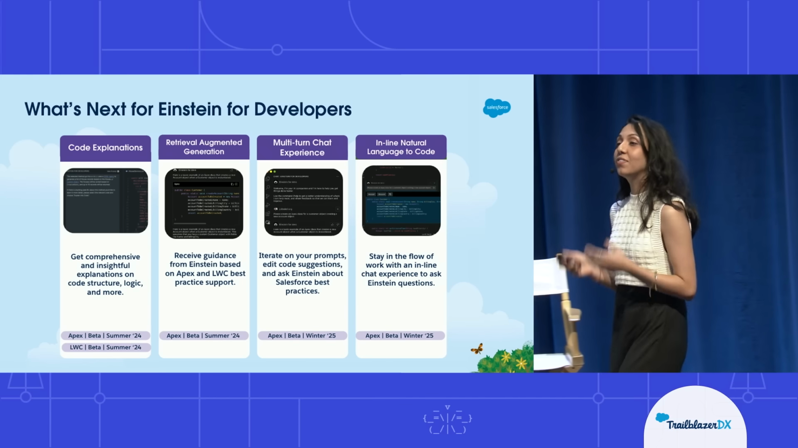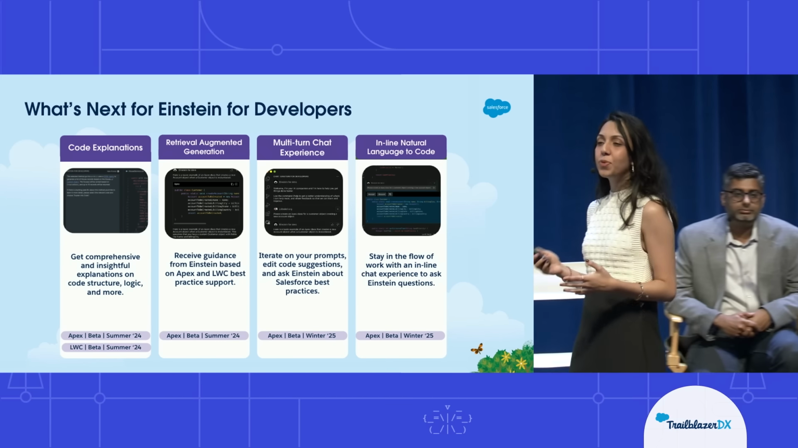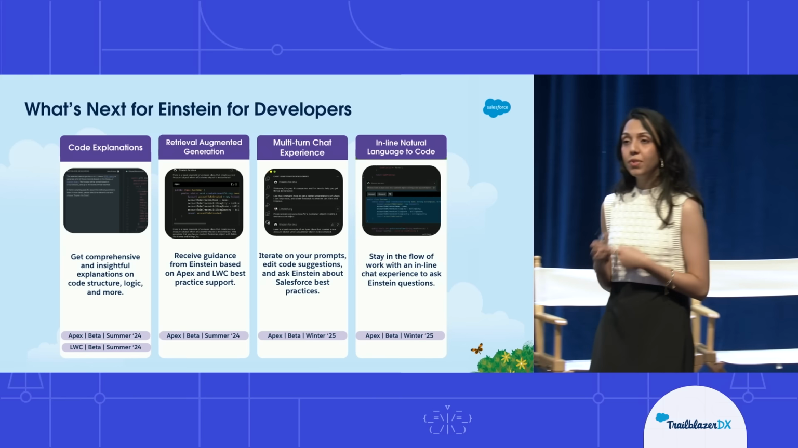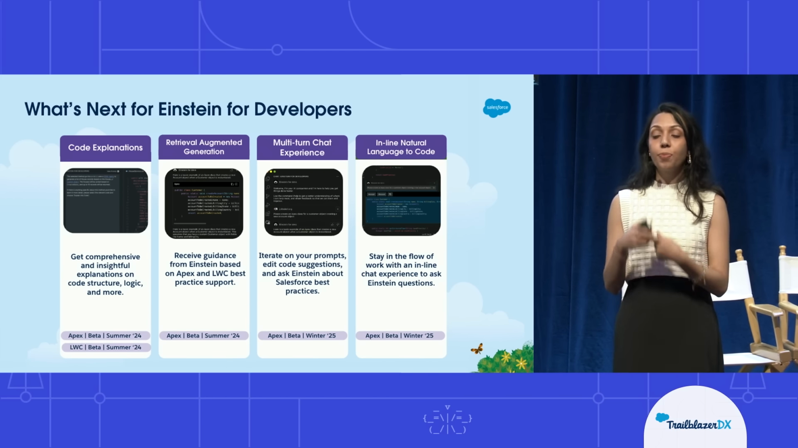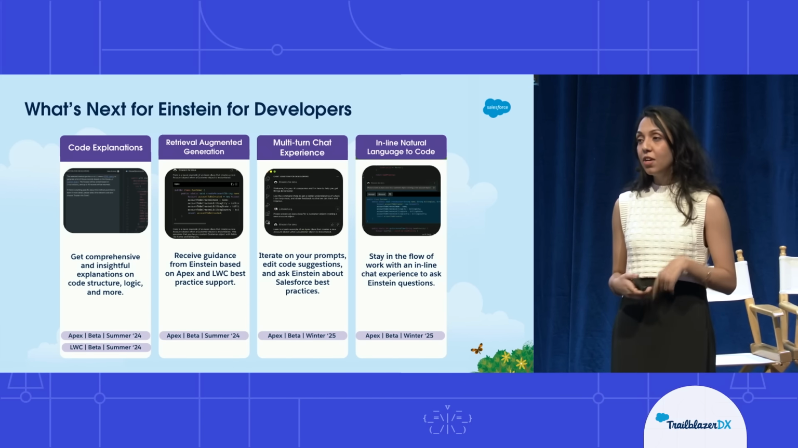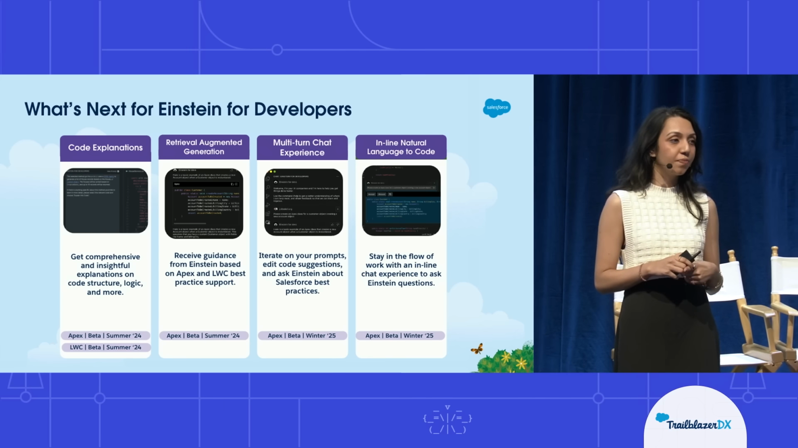Last but not least, we have the multi-turn chat experience. The goal of this experience is to help you with a few things. First up, we want to give you the ability to iterate over the responses or prompts that you submit to the LLM, so that you can refine the responses to be more specific to what you were looking for.